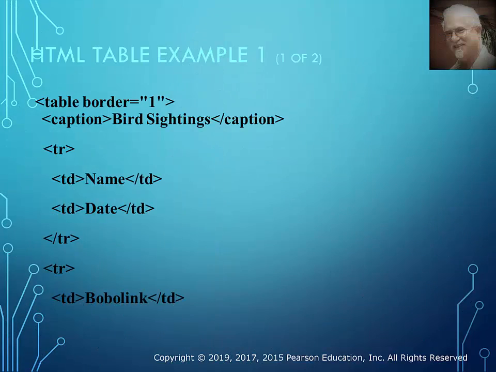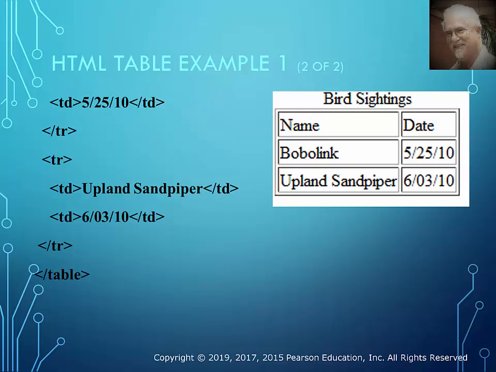Okay, here's the example. Table border equals 1. Okay, so we're going to have a border of 1. Caption, bird sighting. First row, and the first cell in that row, which would be from on the left side, will say name, and then the second cell will say date. Into that first row, the beginning of the second row, and then the table data bubble link, and then the date here, 5/25, into that row. The third row, first cell, upland sandpiper, second cell, 6:30:10 into that row and end of the table.